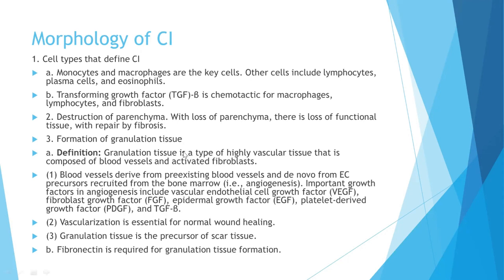Now, granulation tissue is a type of highly vascular tissue that is composed of blood vessels and activated fibroblasts. Now, these blood vessels are derived from pre-existing blood vessels and de novo from the endothelial cell precursors created from the bone marrow. And this process is called angiogenesis. Then there is the vascularization, which is essential for the normal wound healing. The granulation tissue is the precursor of scar tissue, and fibronectin is required for the granulation tissue formation.